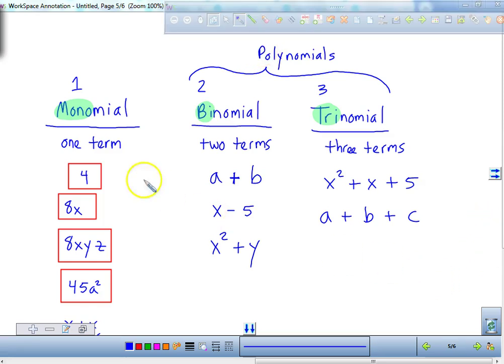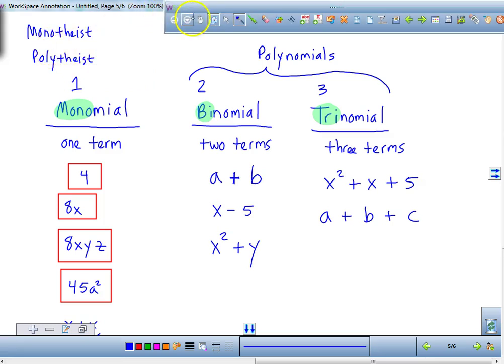So, by the way, let's think about the real world. If I say somebody is a monotheist, they believe in one God. If I say somebody is a polytheist, they believe in multiple gods. How many? I don't know. A lot. More than one. Okay? All right?